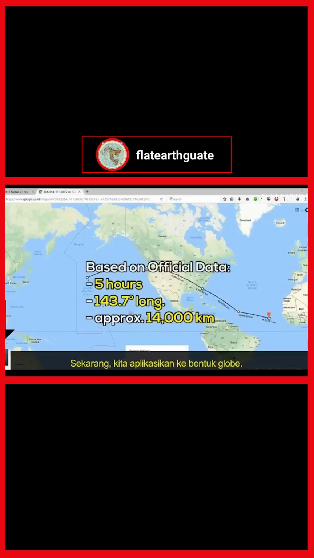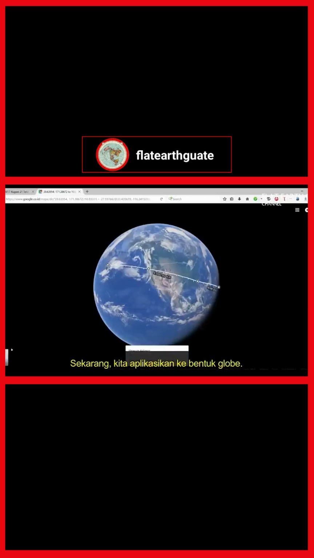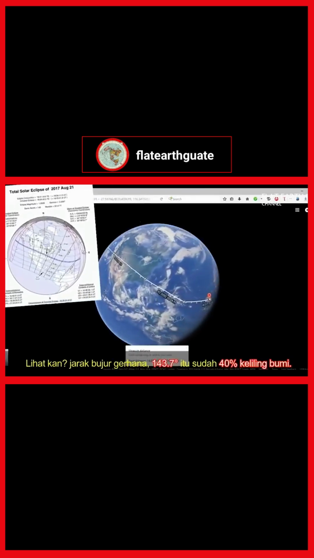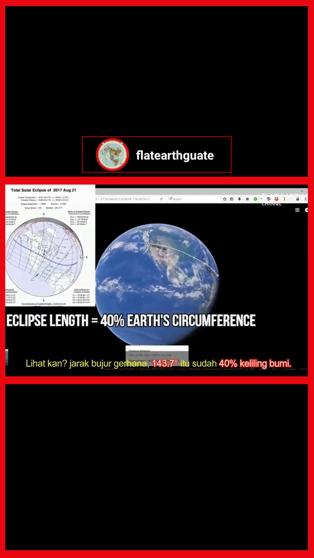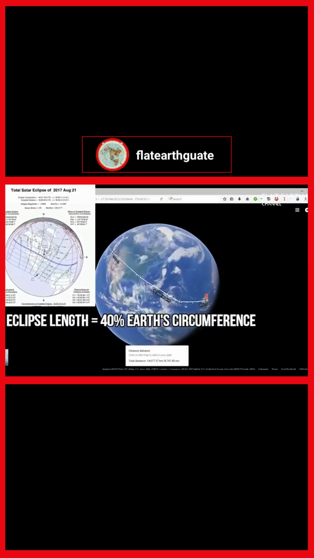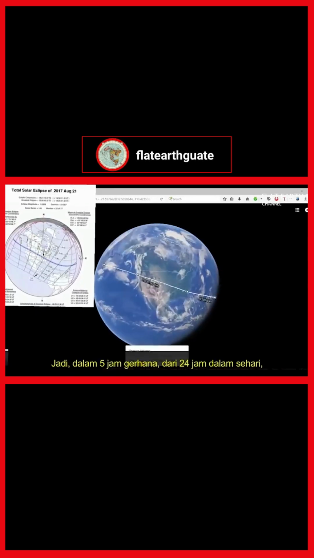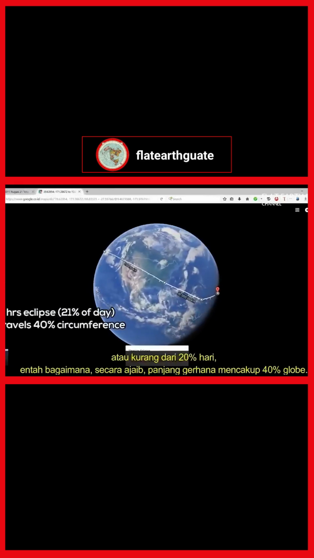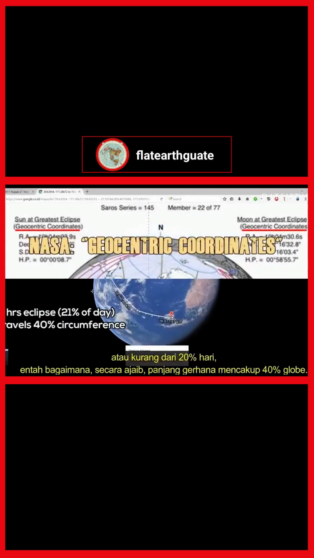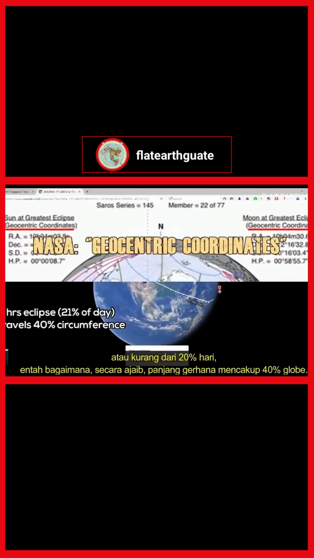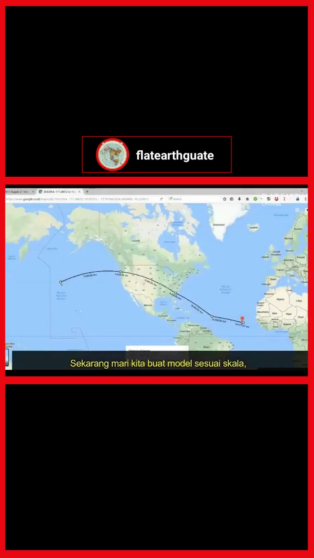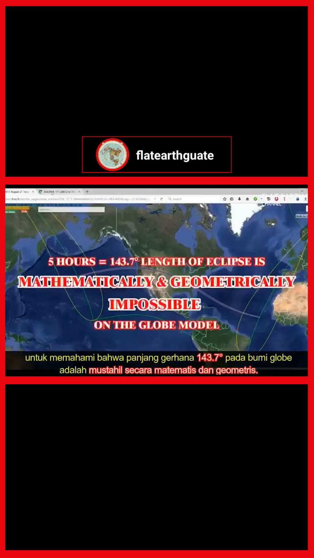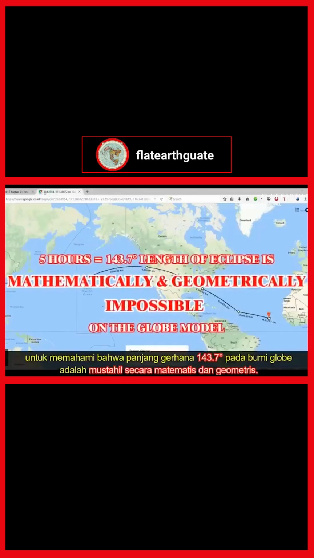Now, apply it to the globe map. See, the eclipse distance, 143.7 degrees, is already 40% of the Earth's circumference. So within 5 hours of eclipse, out of 24 hours a day, or around 20% of the day, somehow, miraculously, the shadow length covers 40% of the globe. Let's make a scale model now to understand that the eclipse length of 143.7 degrees is mathematically and geometrically impossible.